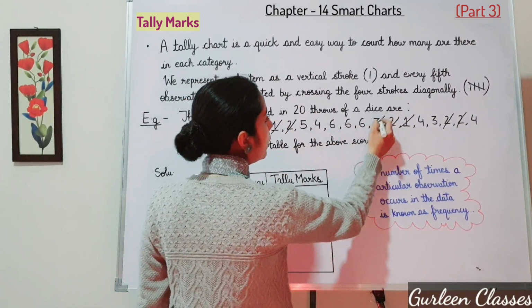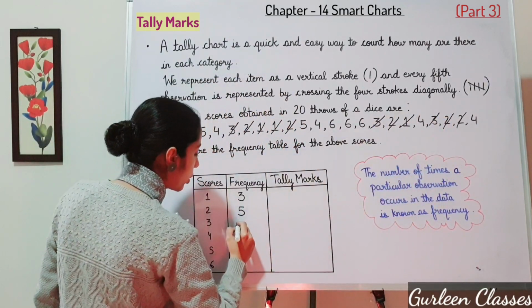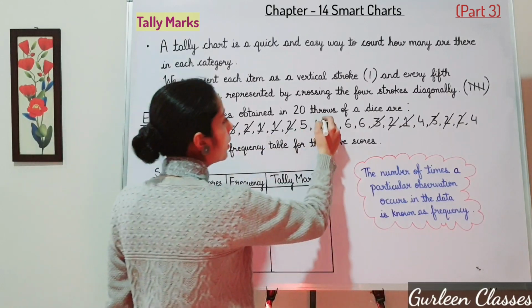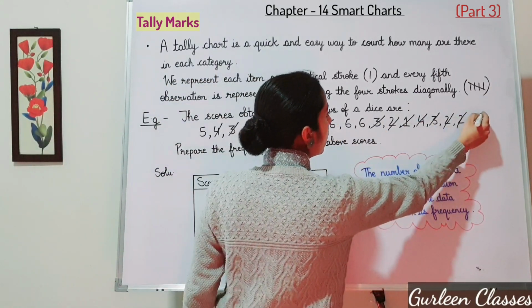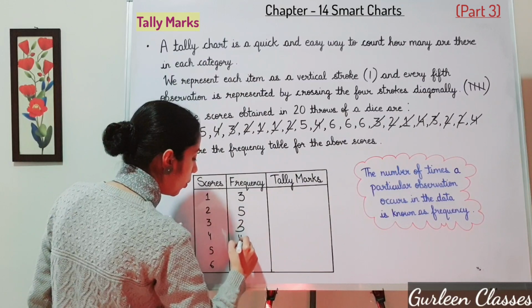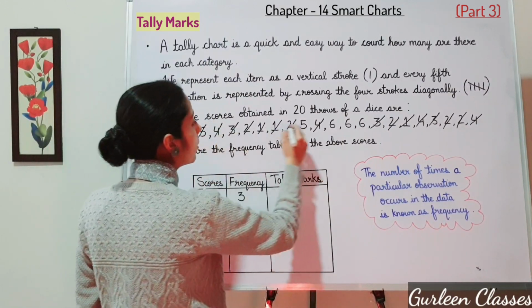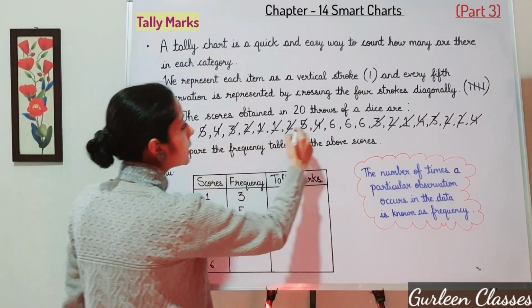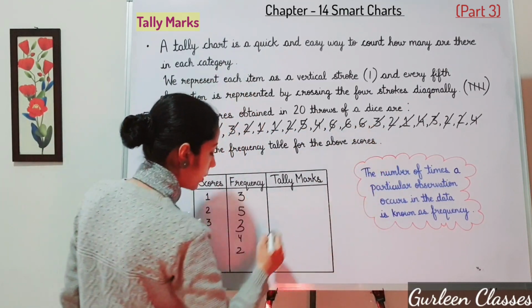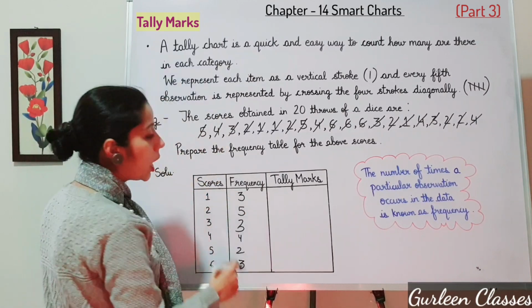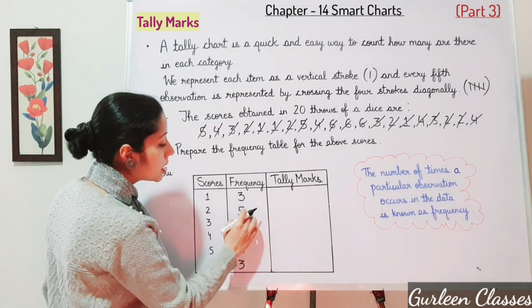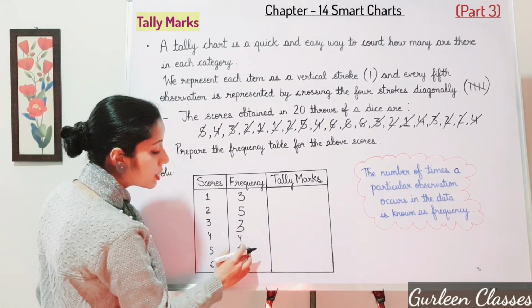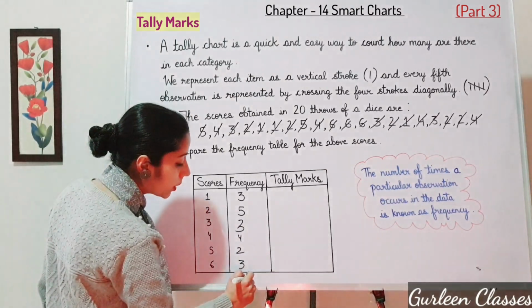3 is occurring how many times? 1, 2, 3, 4. We cut the numbers we have used. So write here 4. 5 occurs 1, 2, so write here 2. 6 occurs 1, 2, 3, so write here 3. So now let us add them. 5 plus 3, 8, 9, 10, 11. 11 plus 4, 15. Plus 2, 17. Plus 3, 20. Total is 20.